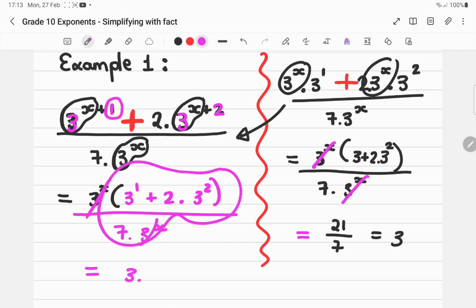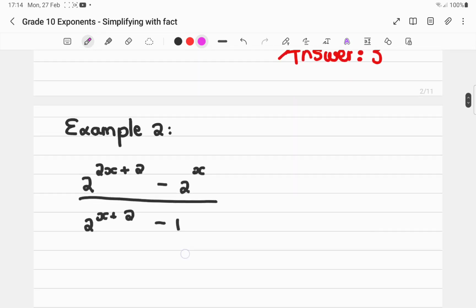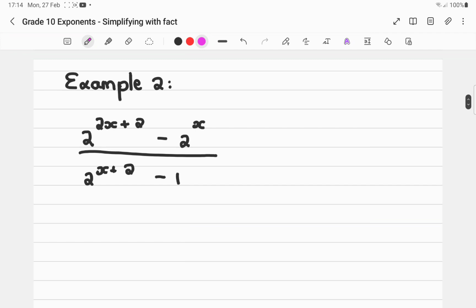You're more than welcome just to pop that into your calculator and get the answer as 3. There's no mark allocation for that. Okay, so if you can see it without splitsies, then you can do it. If you want to splitsies them, because it's easier, then please do so. All right, answer 3. I just always make sure that I've got the answers.